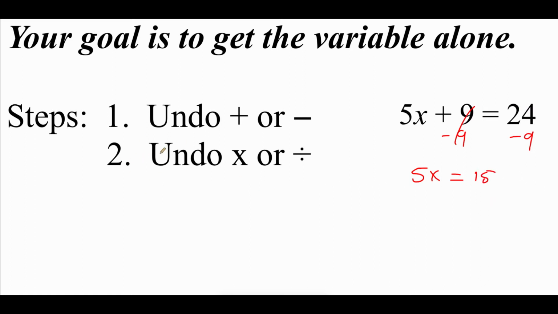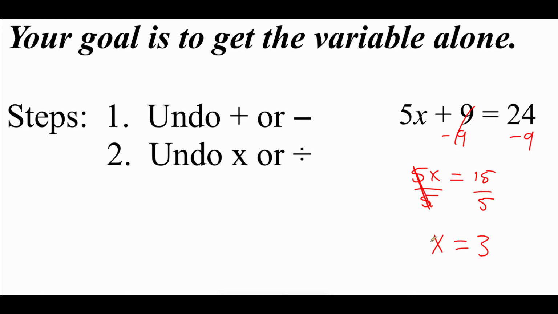Now step number two says we want to look for multiplication or division to get rid of. On the left-hand side, 5x really means 5 times x. So to get rid of multiplication, we have to divide. We're going to divide both sides by 5. On the left-hand side, the times 5 and divided by 5 cancel each other out, leaving us with just our plain x. And on the right-hand side, 15 divided by 5 gives me an x value of 3.